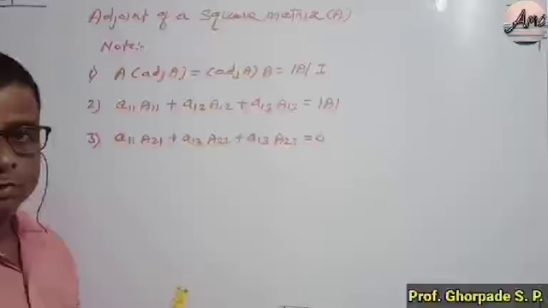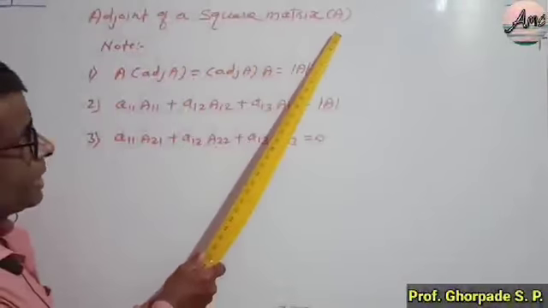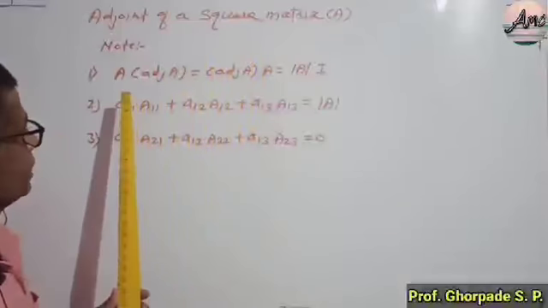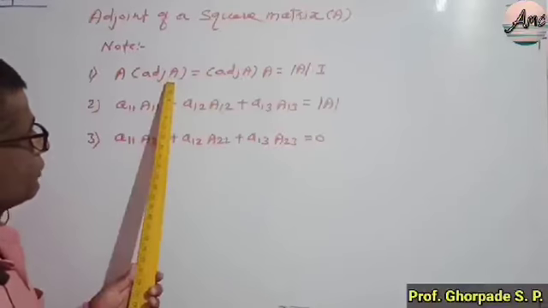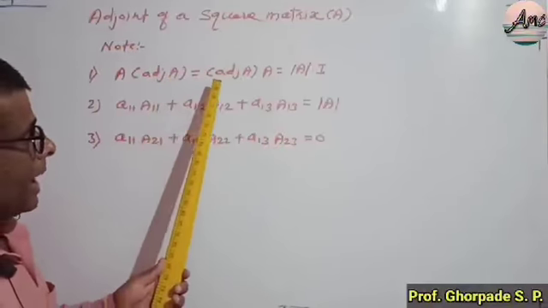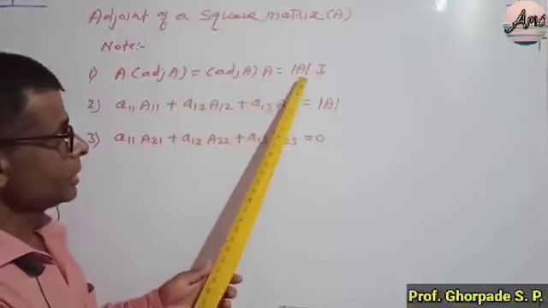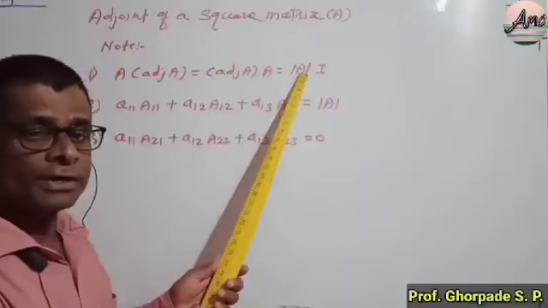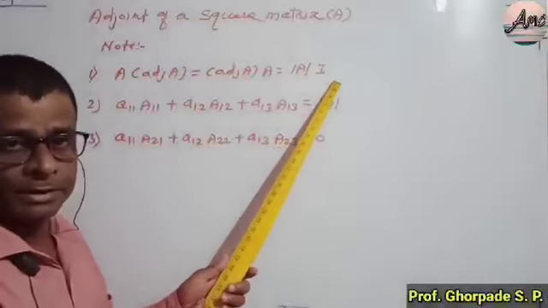Here you have to remember one note. Adjoint of a square matrix A. So here A is a square matrix. In that case, the product of the given matrix and the adjoint of the matrix, or adjoint of a given matrix into the given matrix, is always equal to the value of the determinant of the given matrix into the identity matrix.